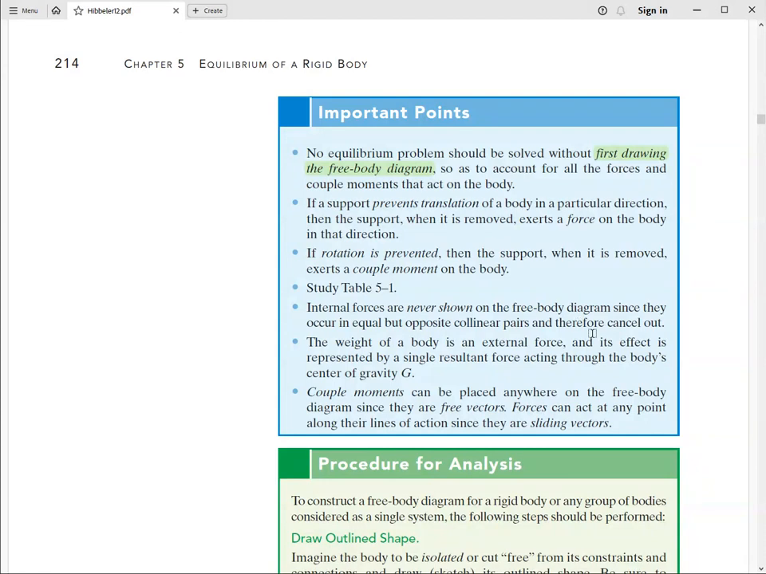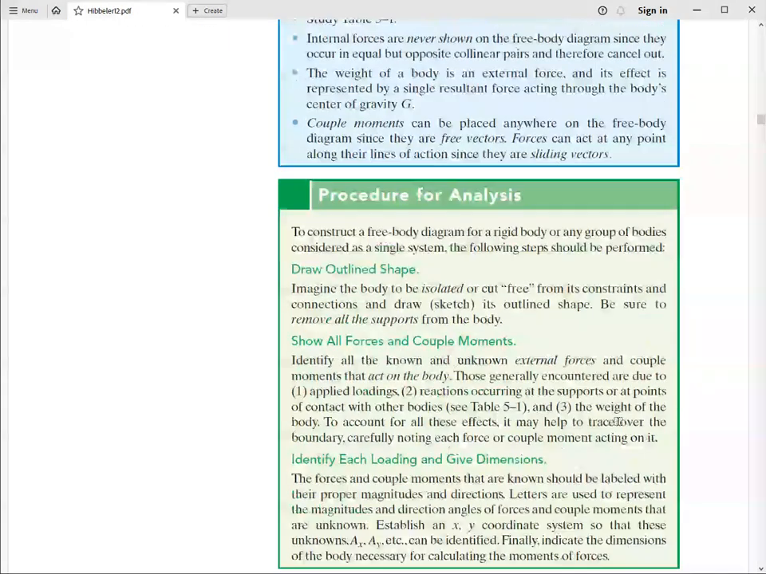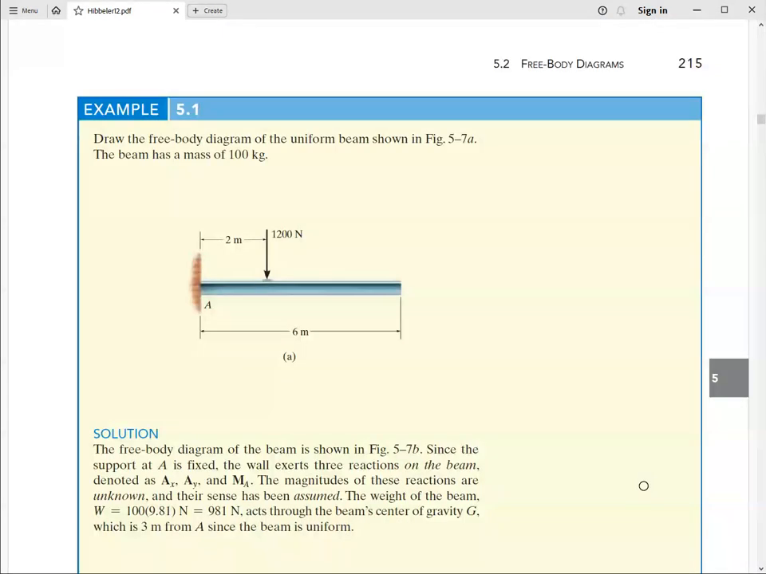And then weight, if it's relevant. And remember, couple moments, our free vectors, can be shown anywhere. The effect upon the support, the environment, is not affected by where we locate a couple moment, and forces are sliding vectors, can be shown anywhere along their line of action. All right. So again, draw the outline, show the body released from its connections, show forces and the couple moments, and then show some dimensions, and state the equilibrium equations.